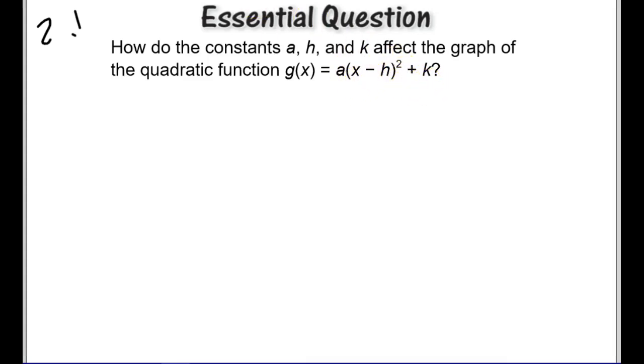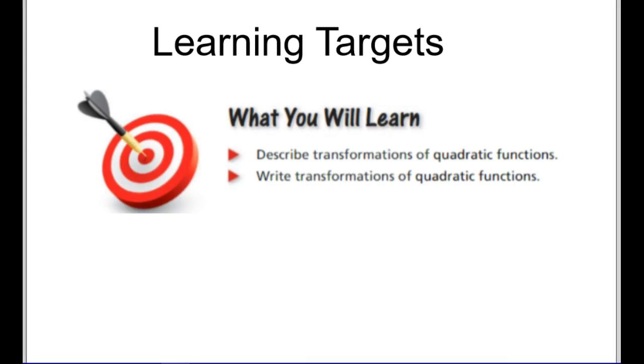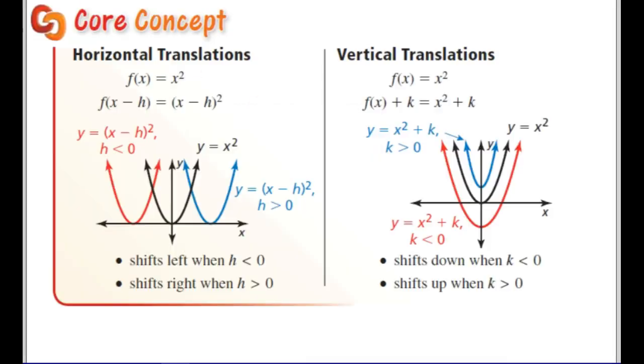So remember that when we're talking about these different functions, I'm going to start with my parent function. My parent function here is just a quadratic, so it would be f of x equals x squared. This is the most simple form I can get. And then I'm going to add these different values in and see what happens to it. So my learning targets for today: first we're going to describe transformations of quadratic functions, then we're going to write those transformations of quadratic functions.